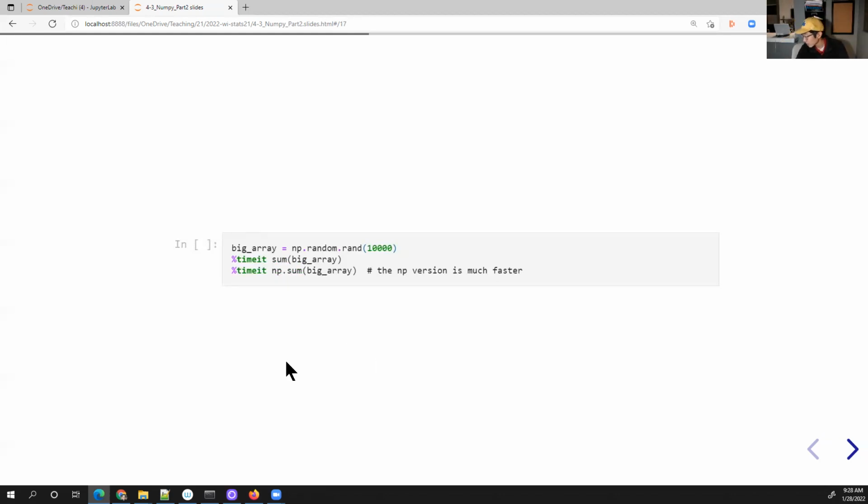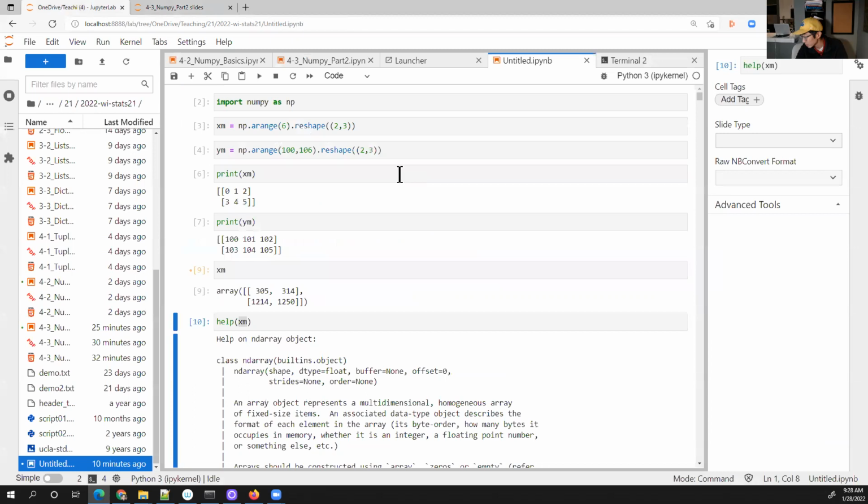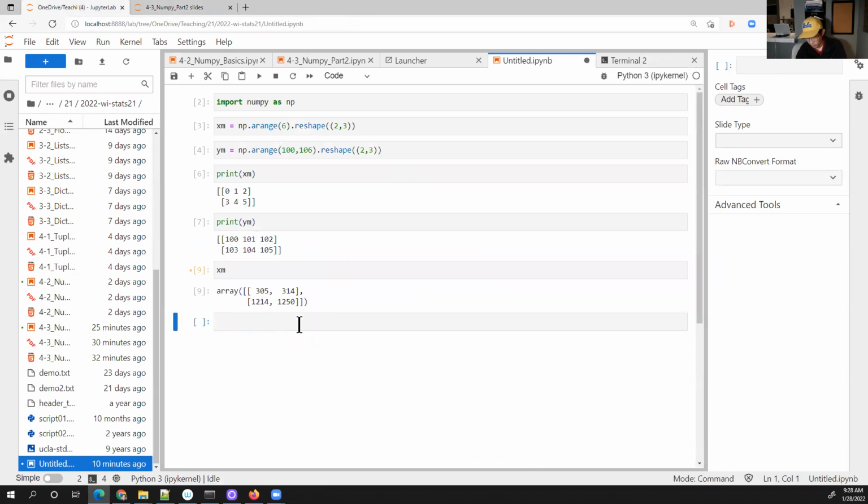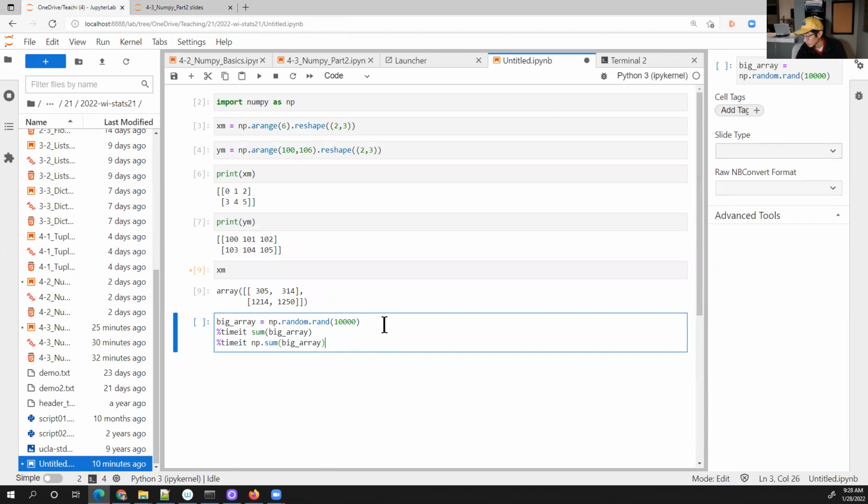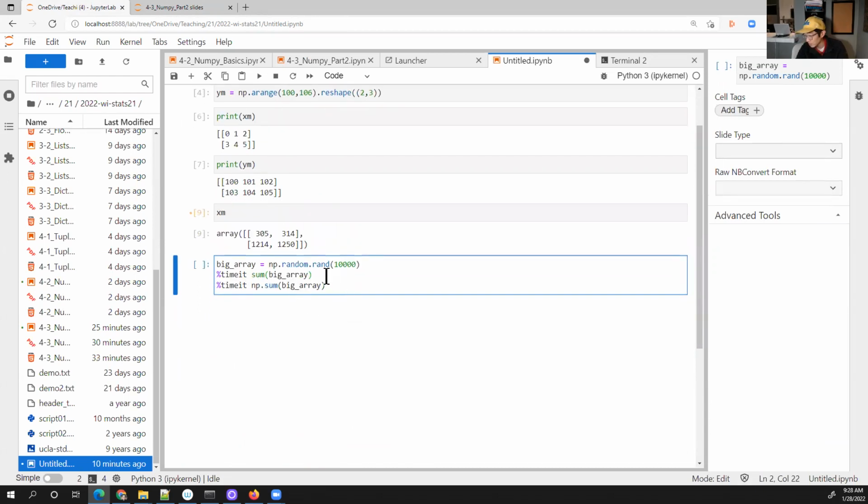There is a function called timeit, and it takes a while, so I didn't run this, but I will come over here. I'm going to create a big array of 10,000 random values, and we're going to time how long it takes to use sum on all 10,000 values, and how long it takes to do numpy.sum. Percent timeit runs the same operation multiple times, timing it, and it takes a little while.